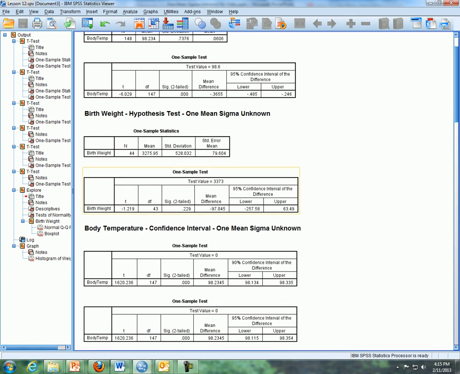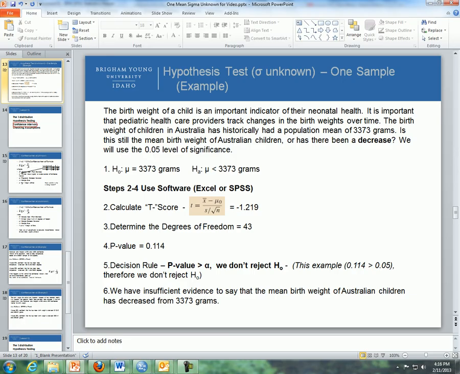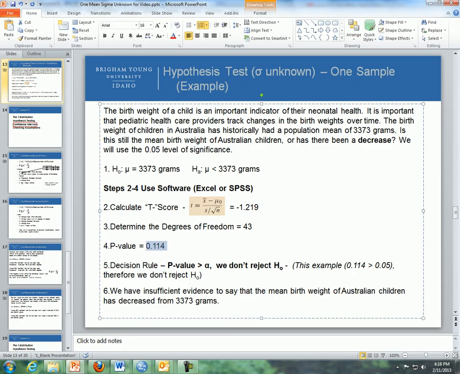This represents my test statistic, which is 1.219. This is my degrees of freedom, so our sample size in this case would be 44. And then our p-value. Now remember with SPSS, this is for a two-sided test, but now we have a one-sided test, so we divide this number by 2. Like I said, in Excel you would just click an item to get your p-value. Anyway, the p-value that I have is 0.014. So this is our test statistic, our degrees of freedom, and our p-value. And since our p-value is greater than our level of significance, we do not reject the null hypothesis, and we have insufficient evidence to say that the mean birth weight of Australian children has decreased from 3,373 grams.